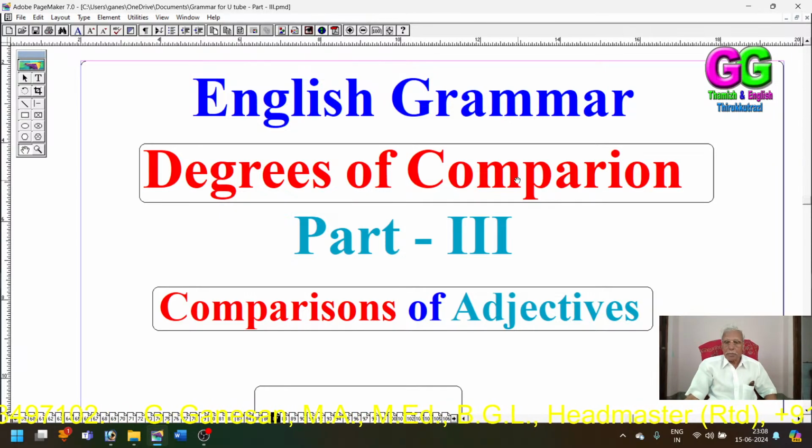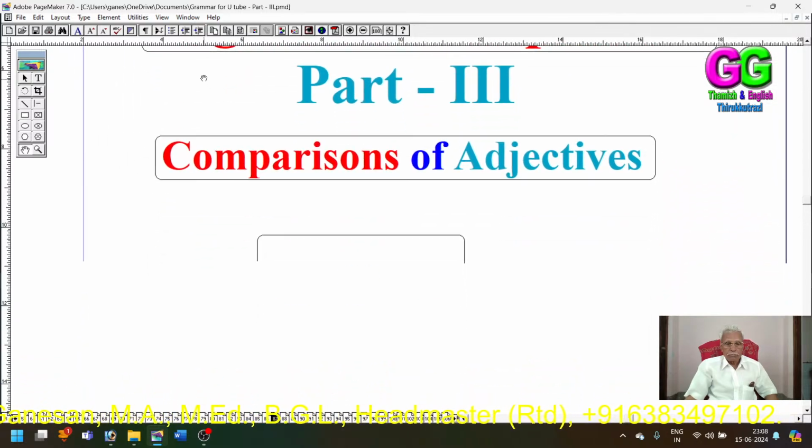English grammar, degrees of comparison. Part 3, comparisons of adjectives.